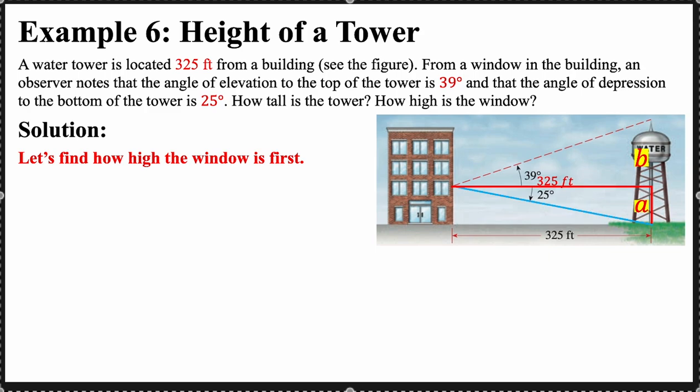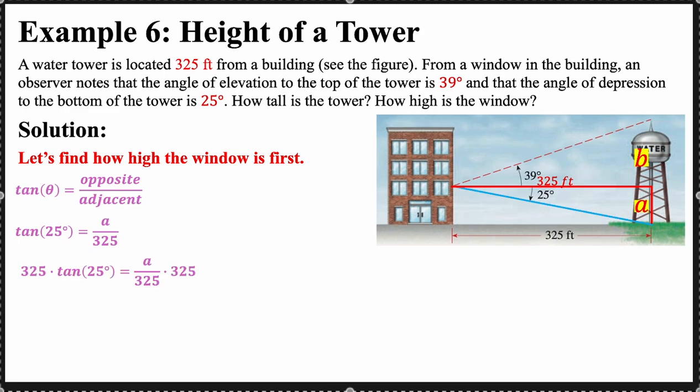to solve for the side length of A. And since what we're trying to find is opposite of our angle and the known side length is the adjacent side, we're going to use the definition of tangent. So tangent of 25 is going to be equal to the side length opposite over the side length of the adjacent side, which in this case becomes A over 325. To solve for A, we can multiply both sides by 325.